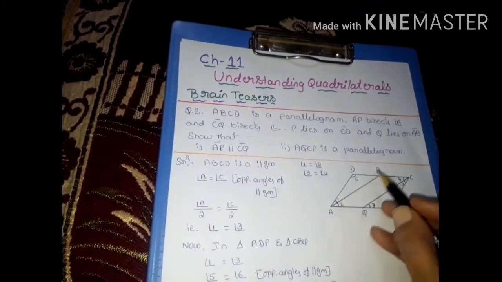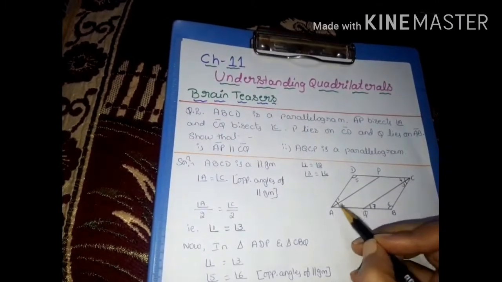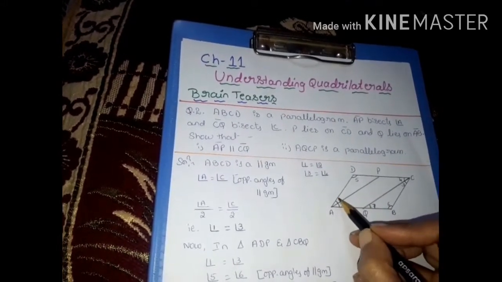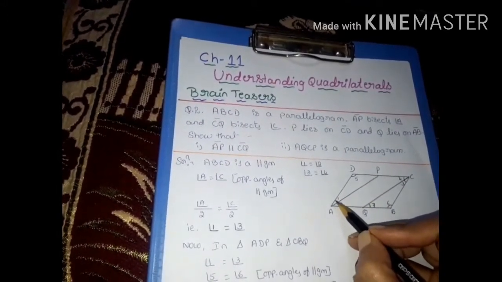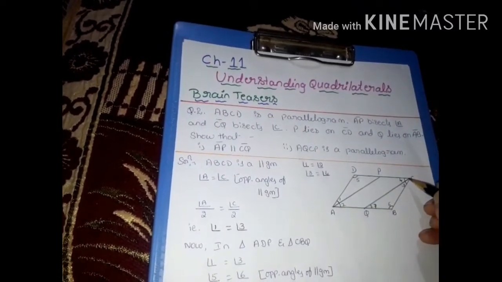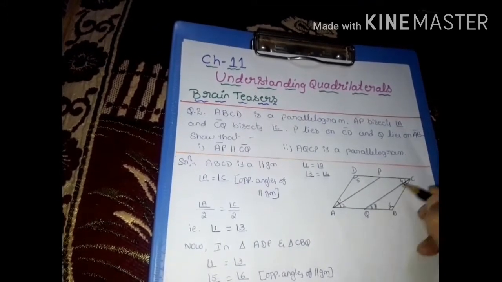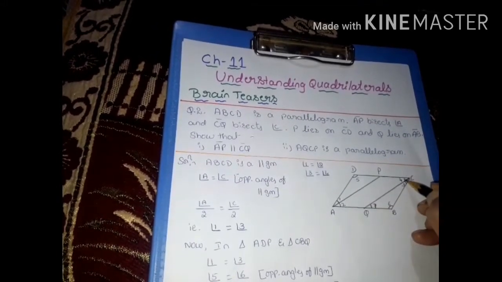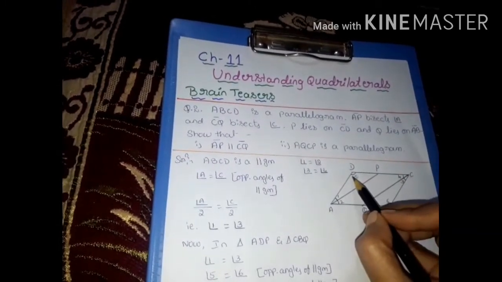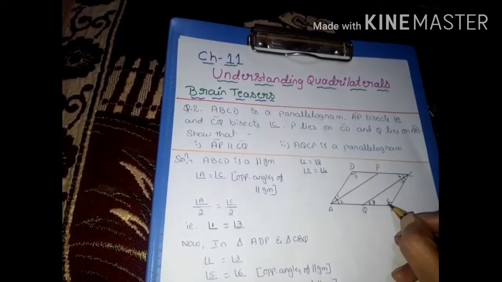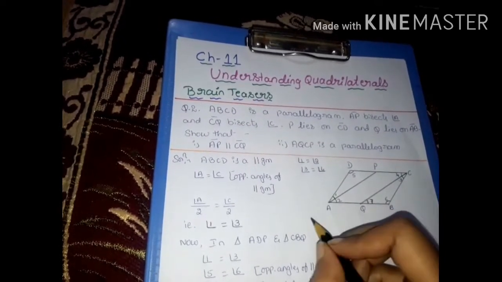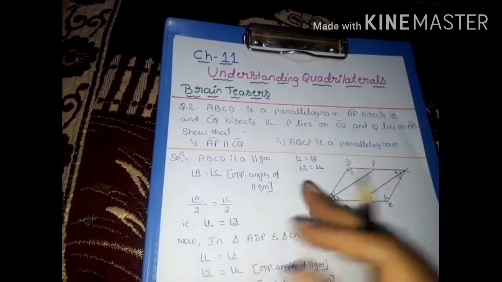Here AP bisects angle A into two equal parts. So I wrote here angle 1 and angle 2. These two are the angles which made angle A into two equal parts. Similarly, angle C is bisected by the line CQ which makes two equal angles, that is angle 3 and angle 4. This angle I write as angle 5. This angle represents angle 6. And this is angle 7. This we need for the proof.